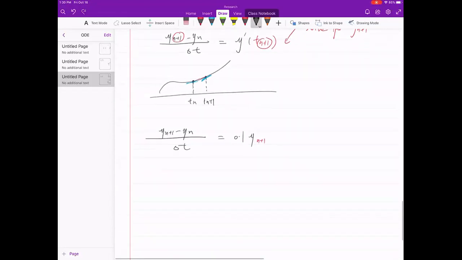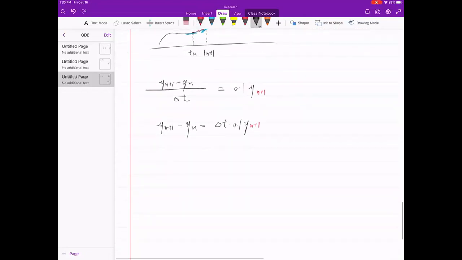Then if you time everything on the other side, just as before, y(n+1) equals y(n) plus delta t times 0.1 y. If it's n, it's explicit. Knowing y0, you can find y1, but now it's y(n+1).